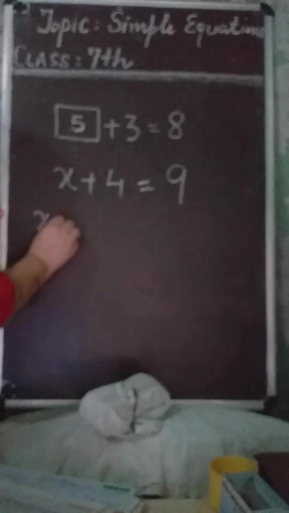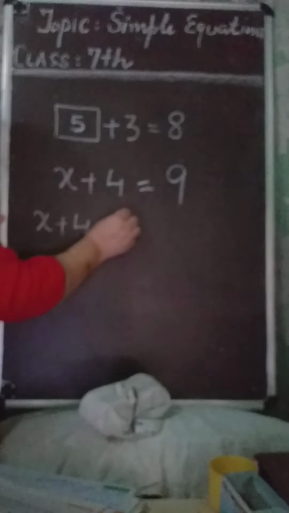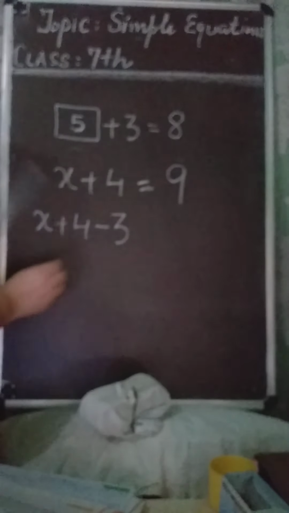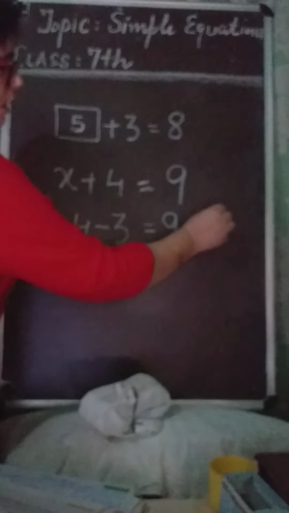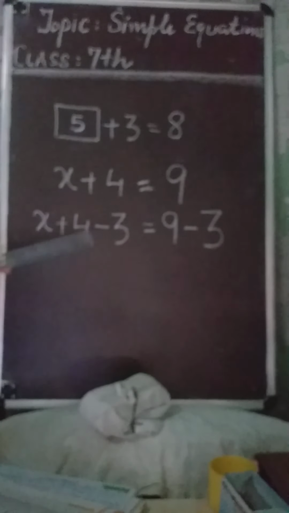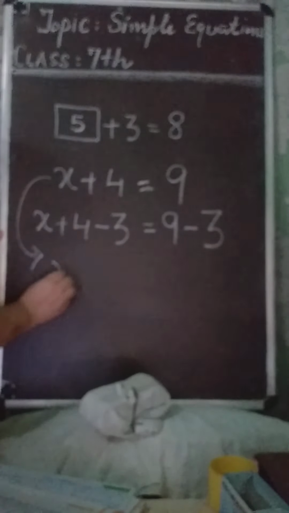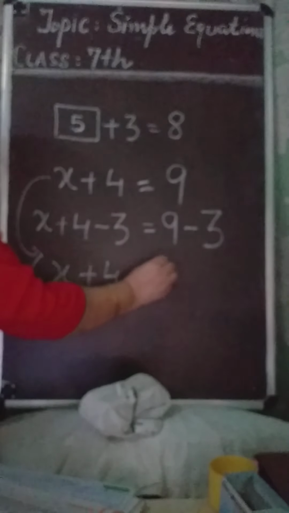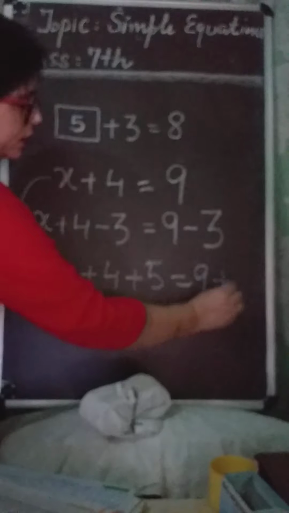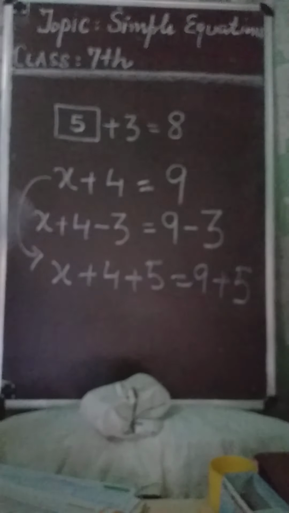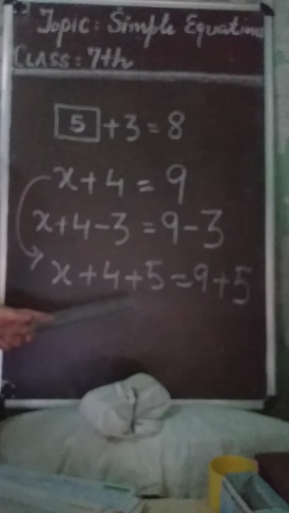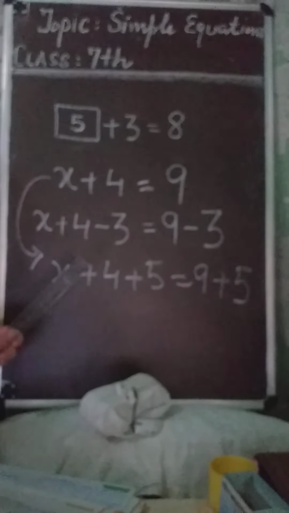This means x plus 4, if I do minus 3 on the left side, I should do the same on the right side. So this is called balancing of the equation. I have subtracted here, but in the same way, if I add anything on the left side, I should add the same thing on the right side. So children, this is known as balancing of the equation. That means their weightage on both the sides should be the same.